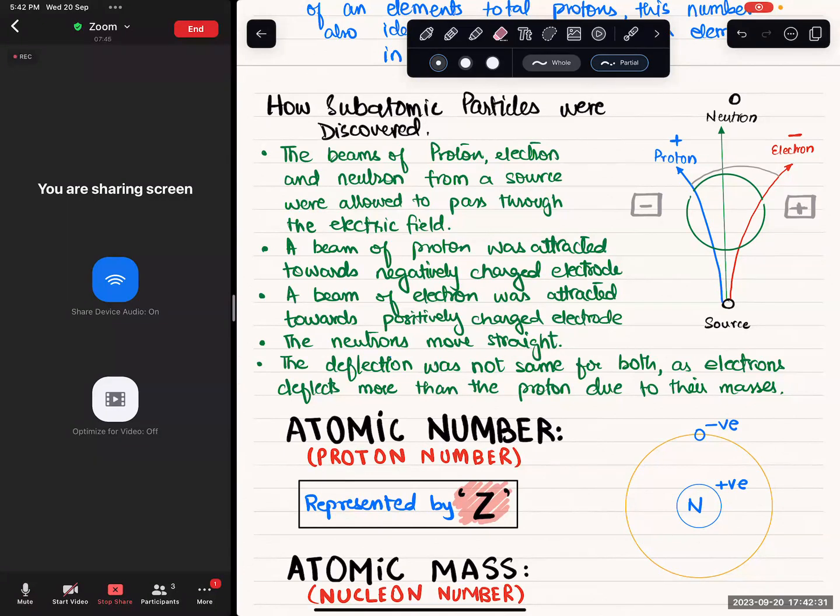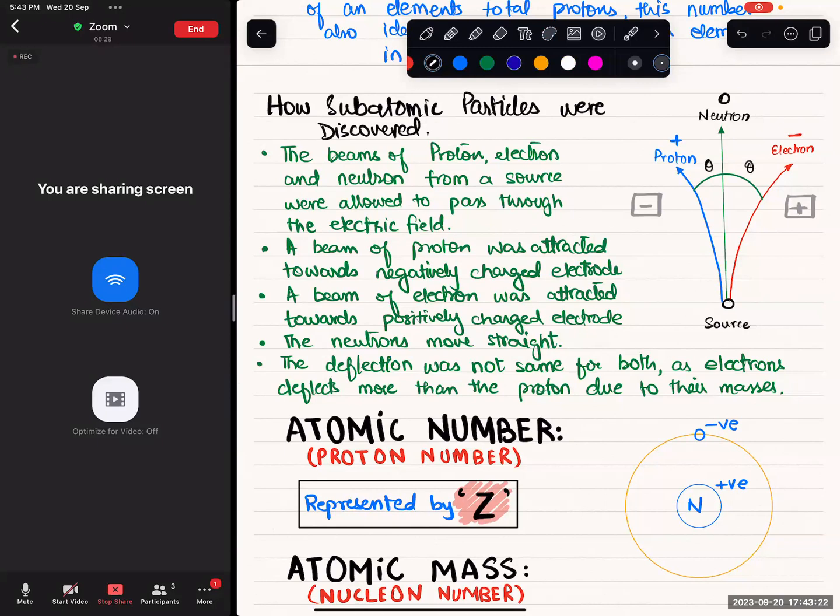All right, guys. So what you have over here is that the deflection was not the same for both the electrons and the protons. I was showing you how the angle is working. Have a look over here. Let me just remove this one as well, this one, and this one. You can see that the angle for the protons is smaller than the other one.